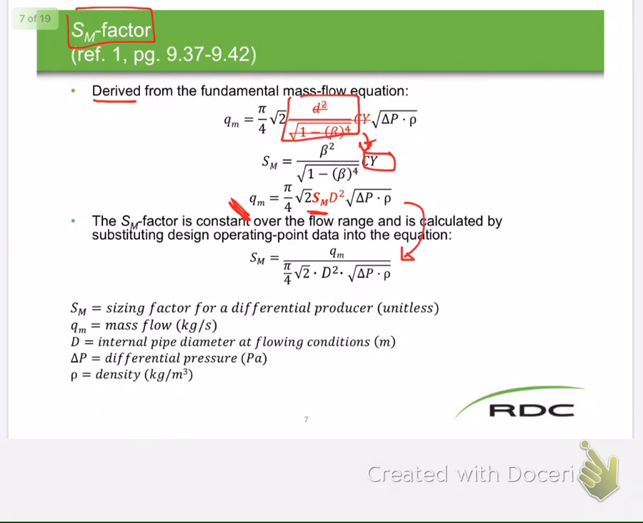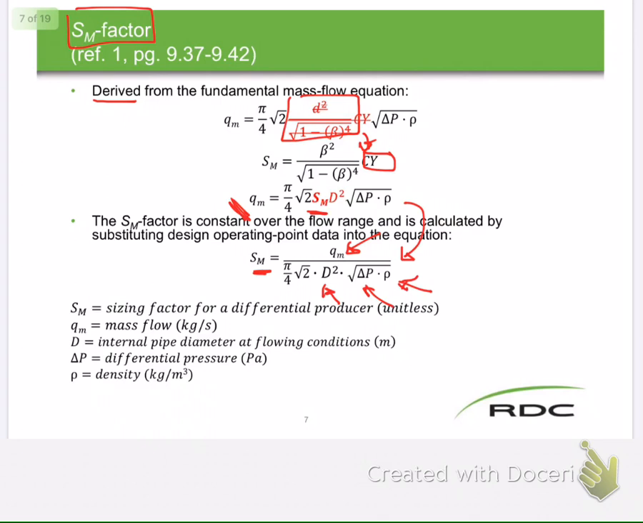If we know our mass flow rate and differential pressure, our density, and the inside pipe diameter here, we can figure out our sizing factor here. So we need that sizing factor to size for our orifice plate. We'll see where that plugs in later on. But that's what the sizing factor is. That's where it comes from.